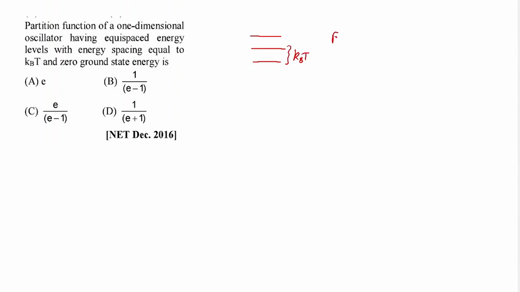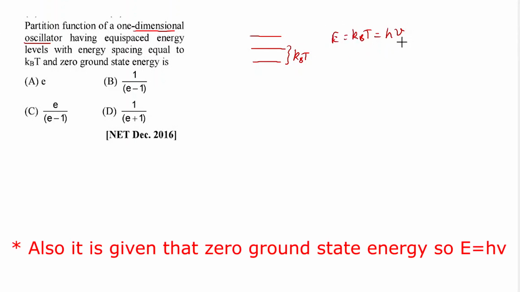So the energy over here we can write as kBT, which is equal to hν, because in the vibrational partition function, it is given that it is a one-dimensional oscillator, and for a one-dimensional oscillator we'll be considering the vibrational partition function. For the vibrational partition function we know the energy is hν, so this hν is equal to kBT, as it is given that the energy spacing is kBT.